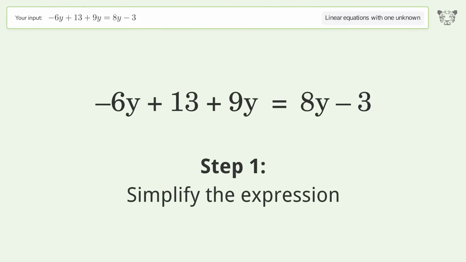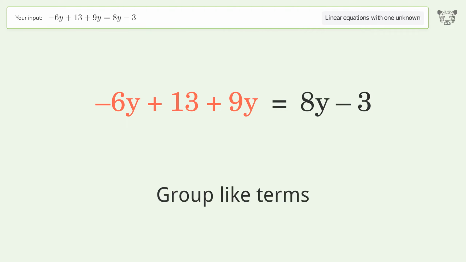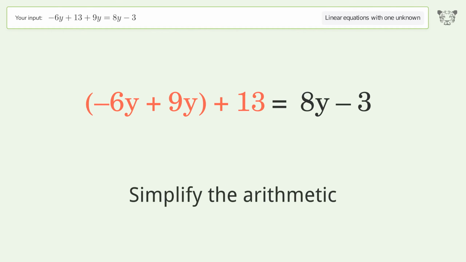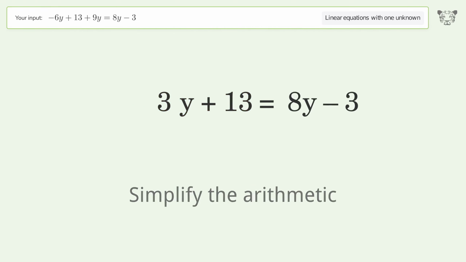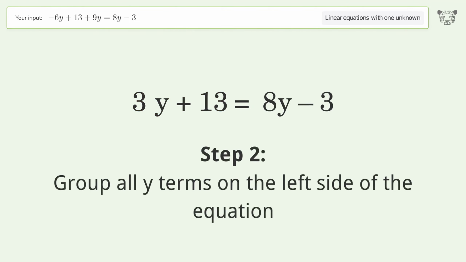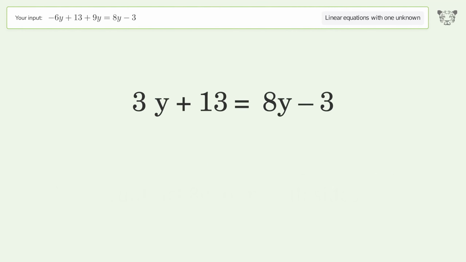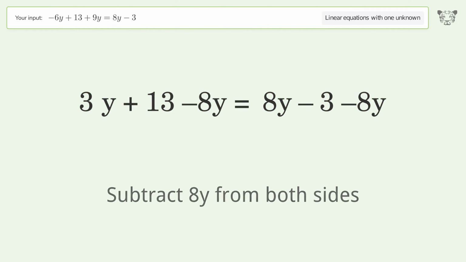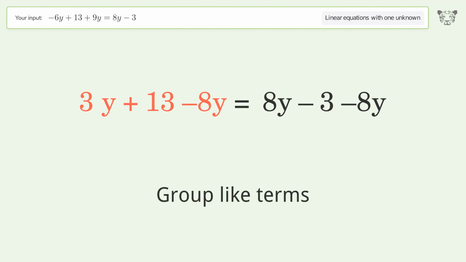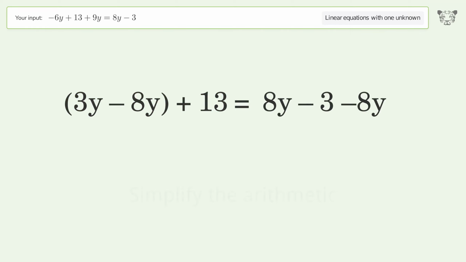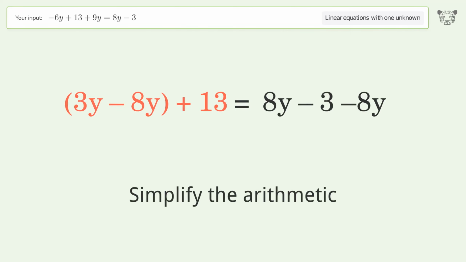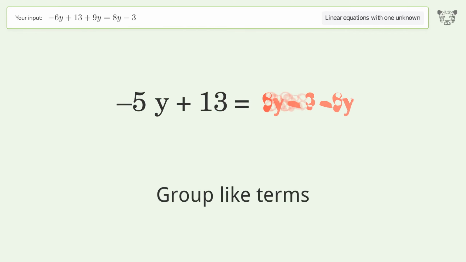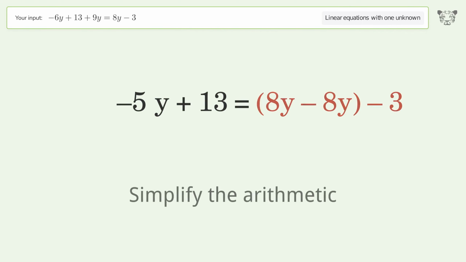Simplify the expression. Group like terms. Simplify the arithmetic. Group all y terms on the left side of the equation. Subtract 8y from both sides. Group like terms. Simplify the arithmetic. Group like terms. Simplify the arithmetic.